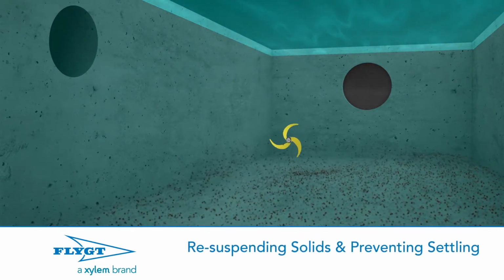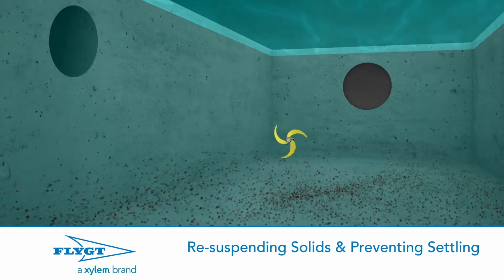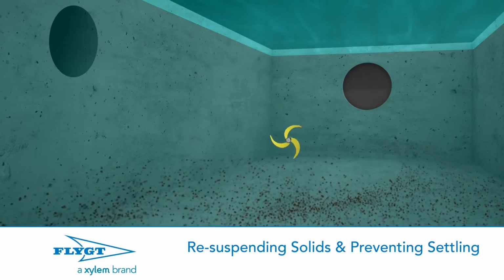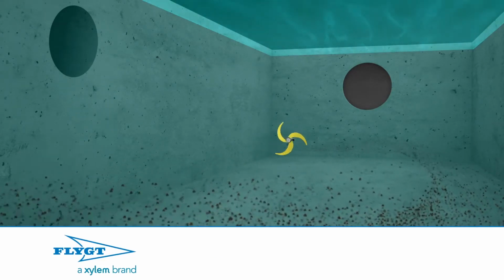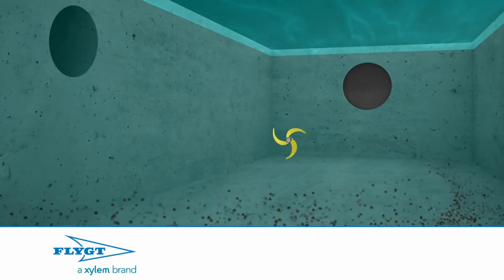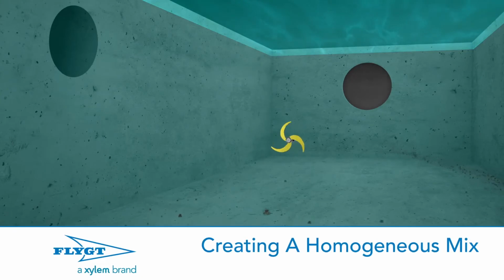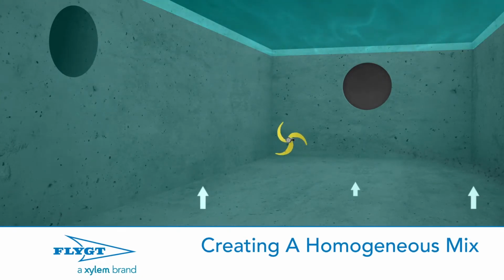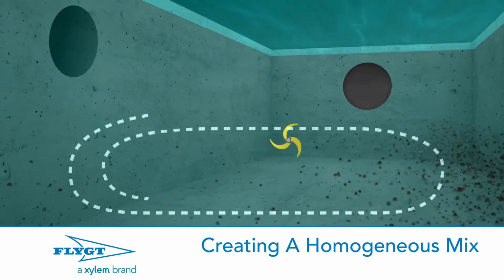Resuspending solids and preventing settling is all about getting the solids off the tank bottom, into motion, and keeping them in suspension. For many processes in wastewater treatment, this modest level of mixing is all that's needed to ensure the desired results are obtained. To create a homogeneous mix means that we have not only gotten all the material off the bottom of the tank, but have distributed it evenly throughout the liquid volume.